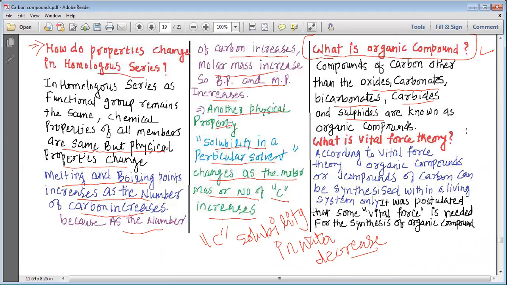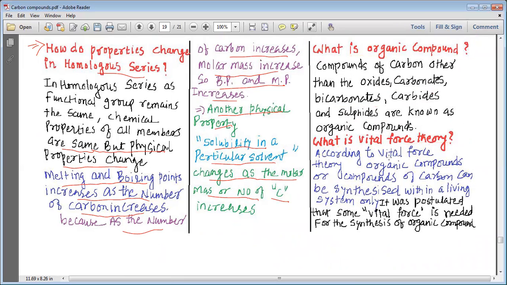Now, my dear students, there was a theory about the organic compound or carbon compound, which was known as the vital force theory. Let us see what the vital force theory is. According to the vital force theory, organic compounds or compounds of carbon can be synthesized within a living system only.